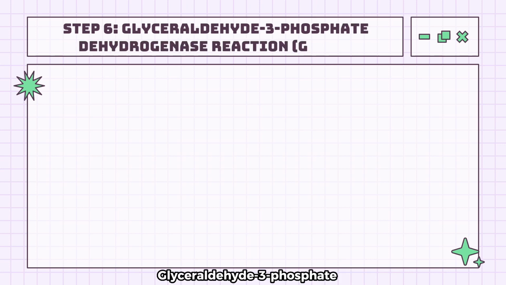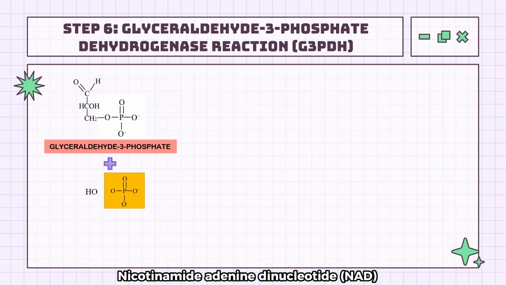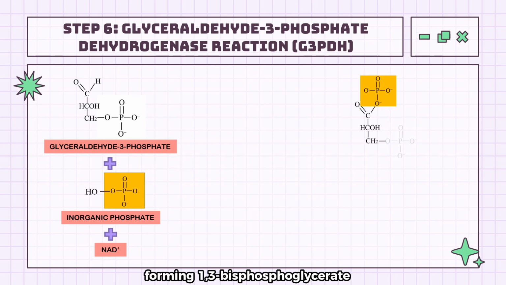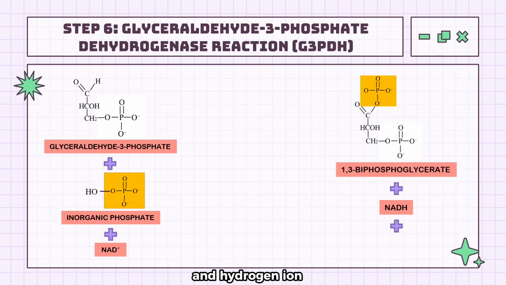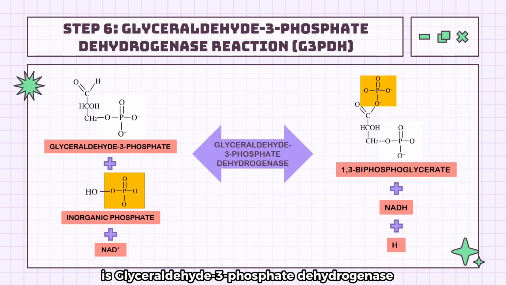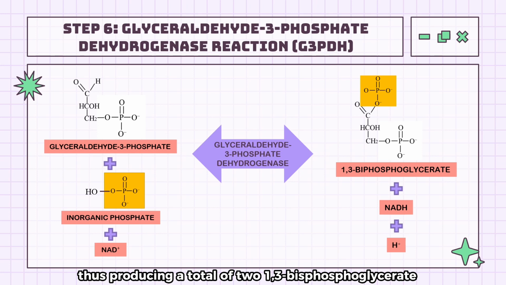During this phase, glyceraldehyde 3-phosphate is oxidized by the coenzyme nicotinamide adenine dinucleotide NAD, which then is phosphorylated by the addition of phosphate group forming 1,3-bisphosphoglycerate and hydrogen ion. Besides, the enzyme that catalyzes this reaction is glyceraldehyde 3-phosphate dehydrogenase. Both glyceraldehyde 3-phosphate are involved in this reaction, thus producing a total of 2 1,3-bisphosphoglycerate.